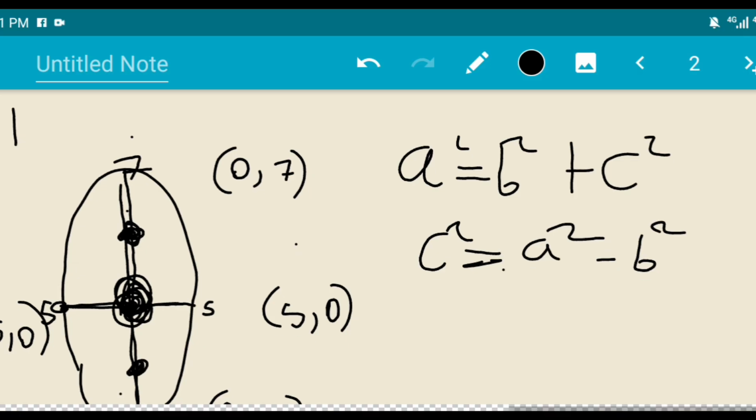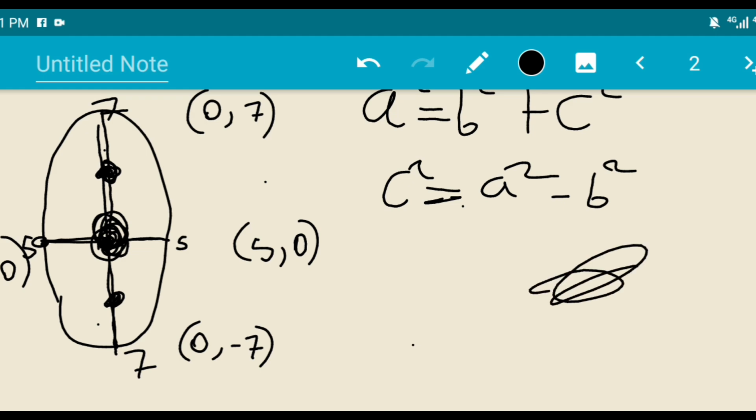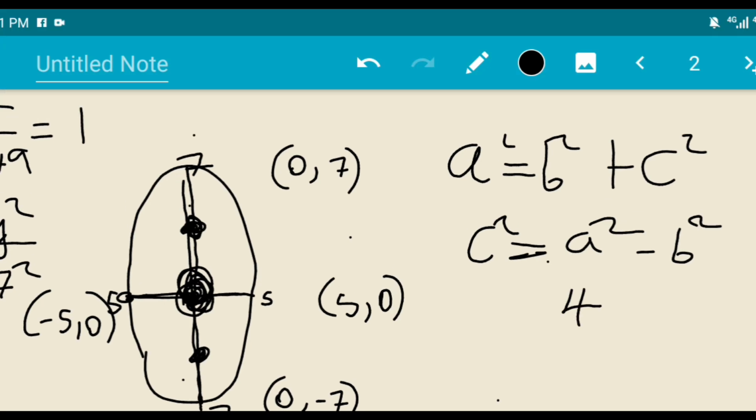Now what is our A? We know what our A is. Our A is 7. So that would be 7 squared, which is 49. So I have 49 minus, what is our B? We figured out that our B is 5, so B squared is 25, because it is smaller.